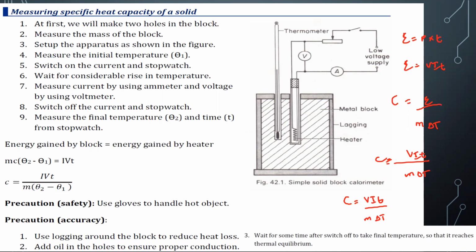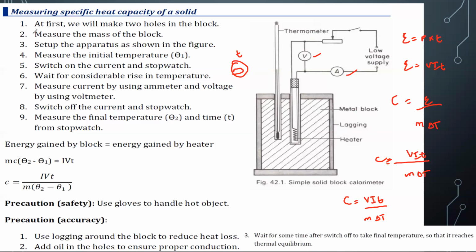V is the voltage, which we will measure with a voltmeter. I is the current, which we'll measure with an ammeter. T is the time for which the heater is switched on, for how long we use this heater. M is the mass of the block, if you are finding it for a block. And what is delta T? Delta T is the change in temperature, that is the difference, which is final minus initial.